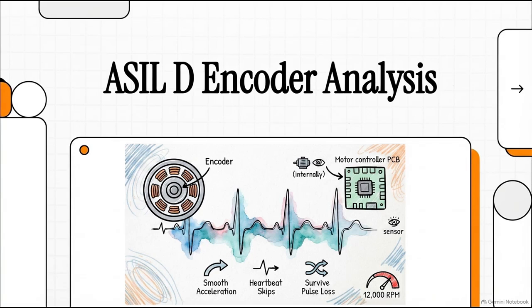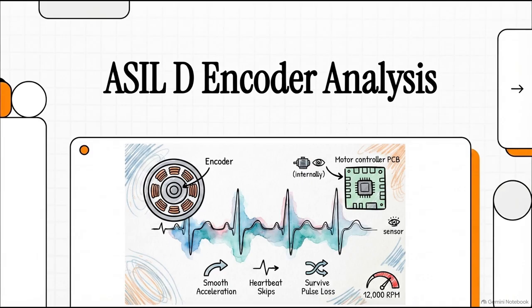Welcome to this explainer. Today, we are tearing down one of the absolute highest stakes challenges in modern automotive engineering. I want you to picture an electric vehicle motor just screaming at 12,000 RPM. Right at the very center of that mechanical hurricane is the encoder. You can really think of the encoder as the literal heartbeat of the EV motor.